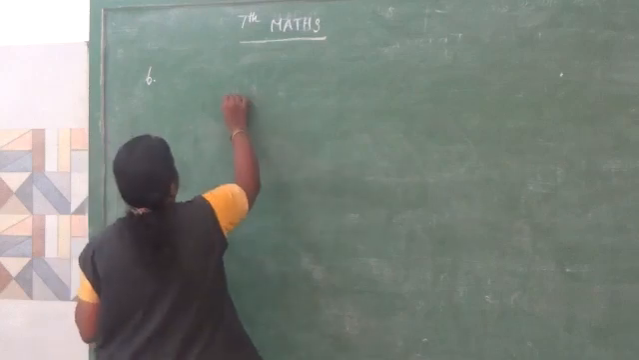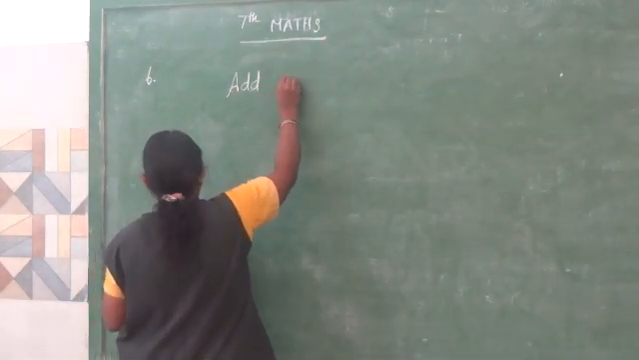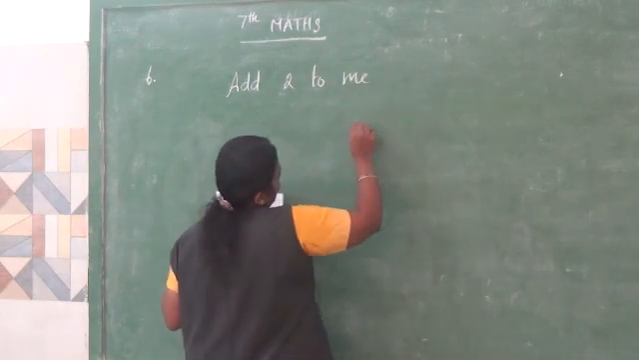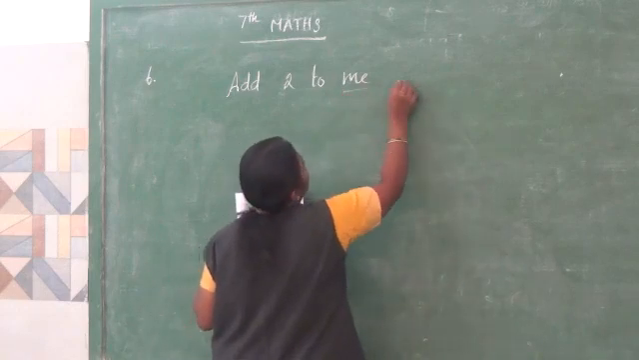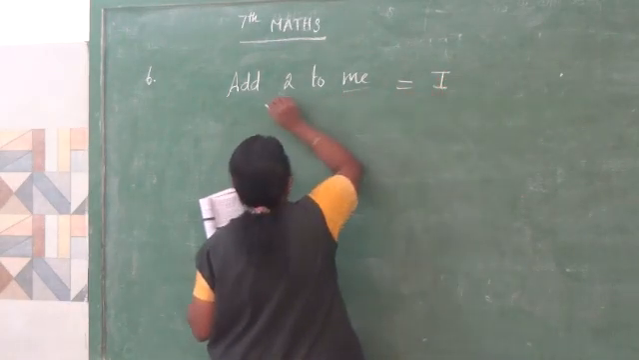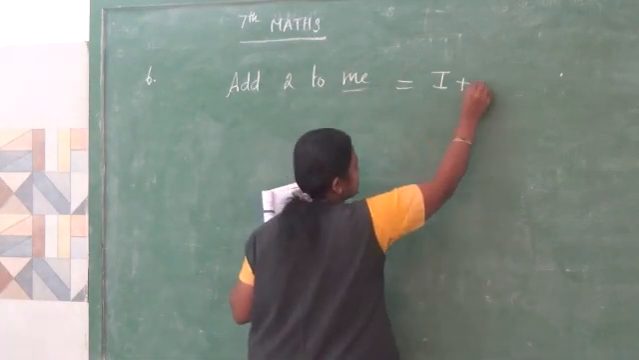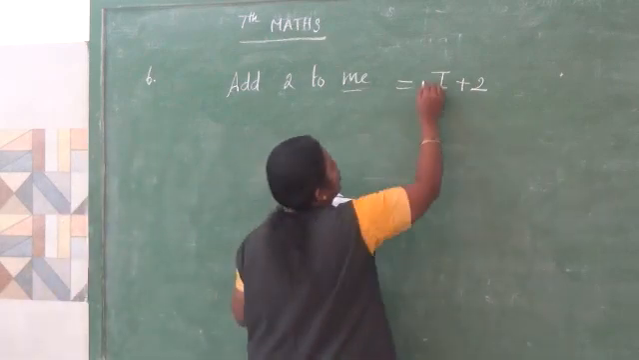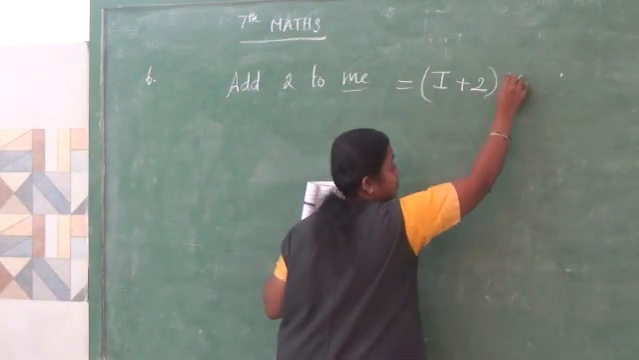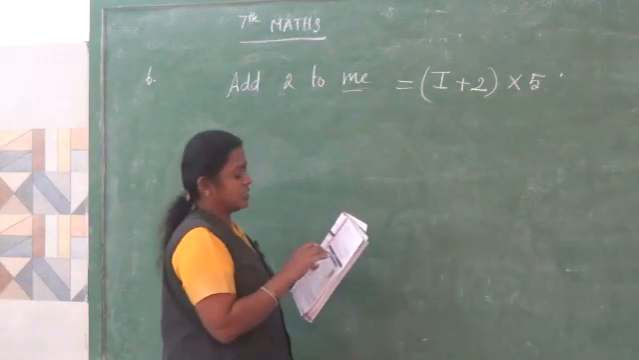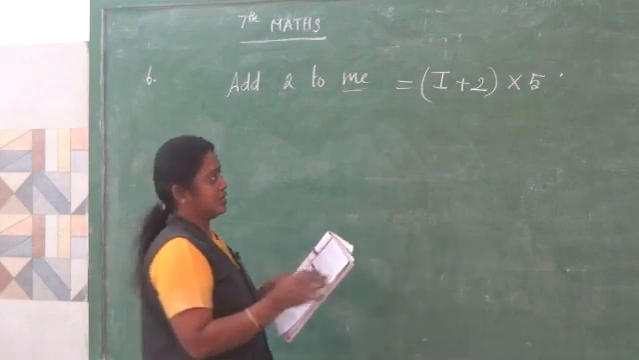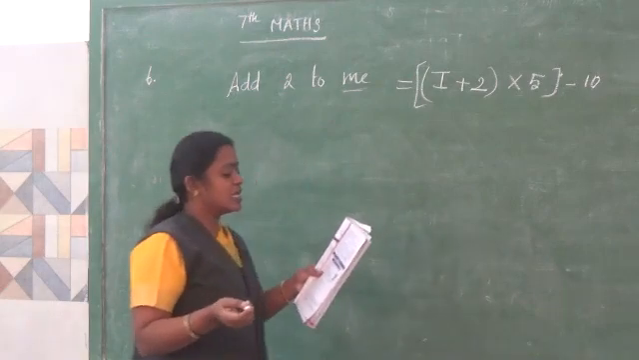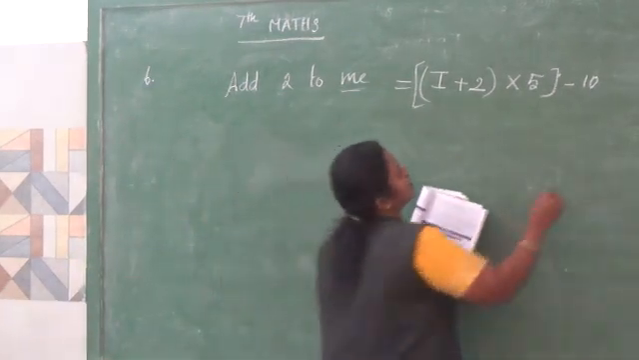First statement is add 2 to me. Now I am going to represent me with a letter I. So I am adding 2 to me, I plus 2. The next statement is then multiply by 5. So now I plus 2, I am going to multiply by 5. What is the next statement given? And subtract 10. So subtract this number by 10.